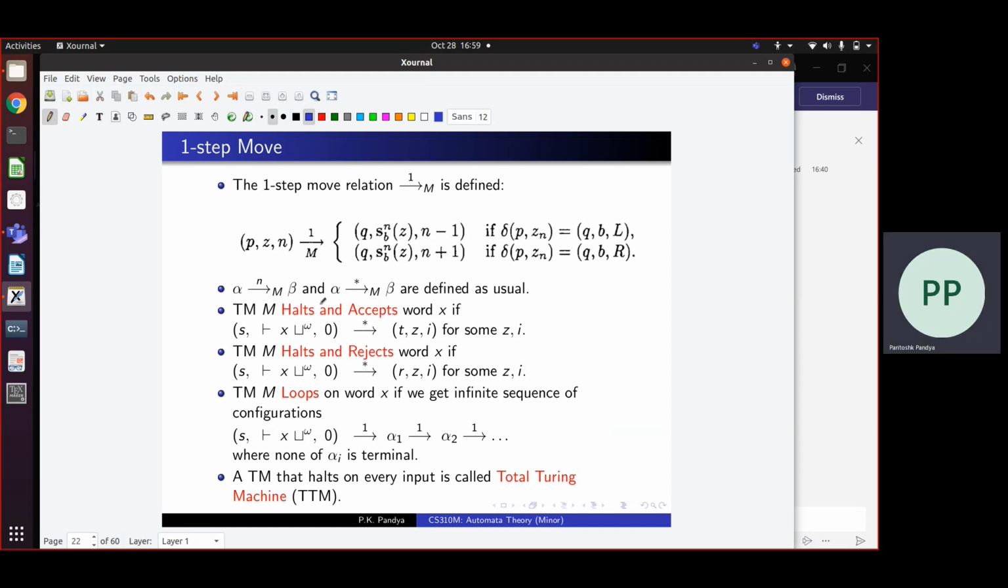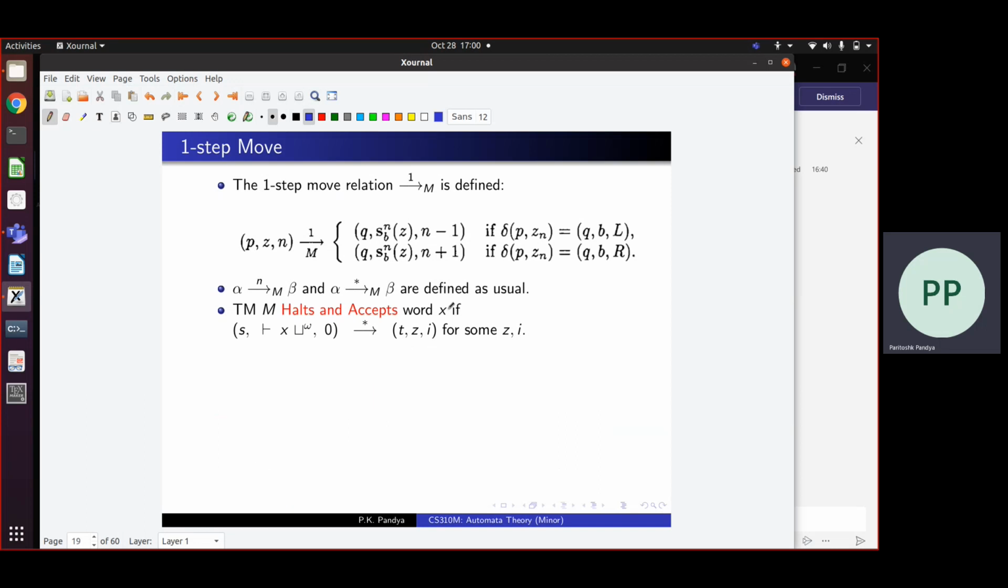Now, if my Turing machine is able to reach a configuration of the form T with some Z and I, then we say it has reached the accepting state, and we say the Turing machine is in the accepting configuration. And in that case, the Turing machine halts and accepts the word X. Okay, that is our terminology. So what does the Turing machine do? It halts and accepts word X if a configuration of the form T with some tape content Z and some head position I is reachable.